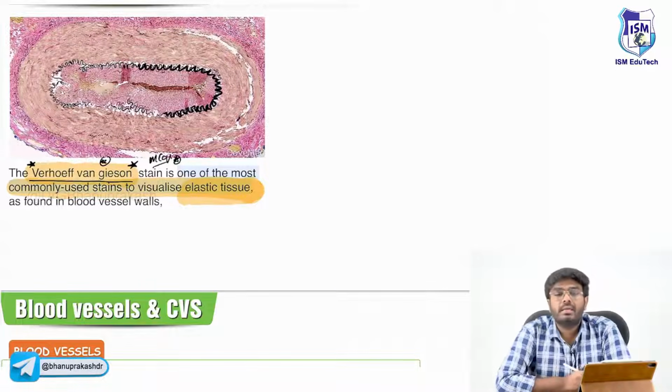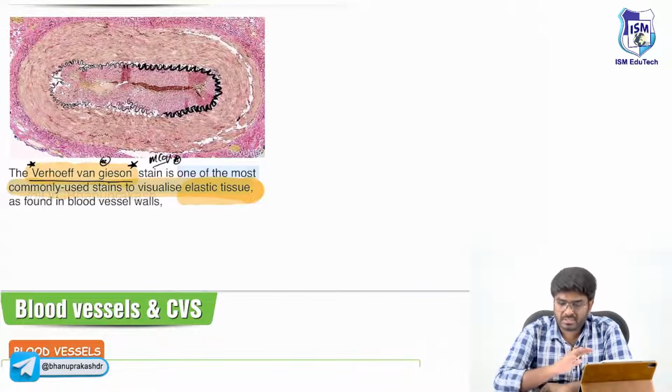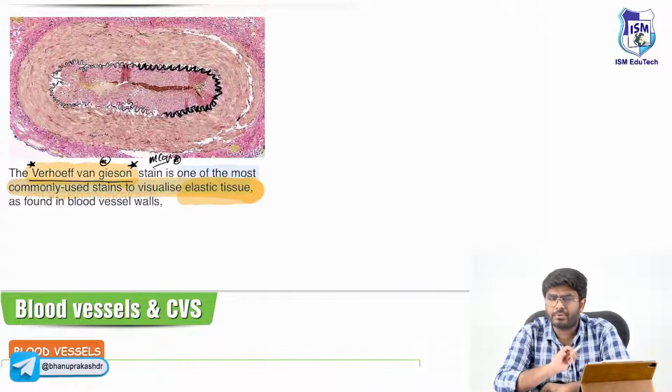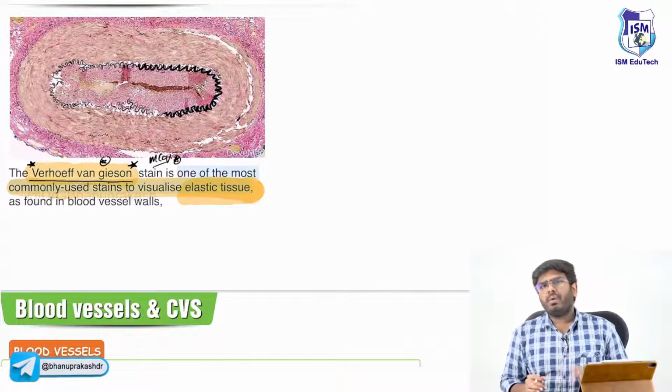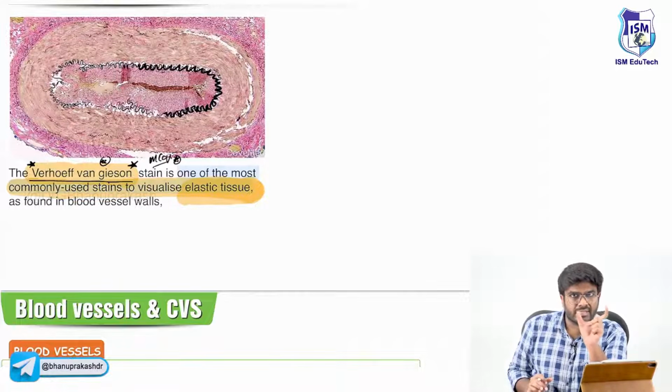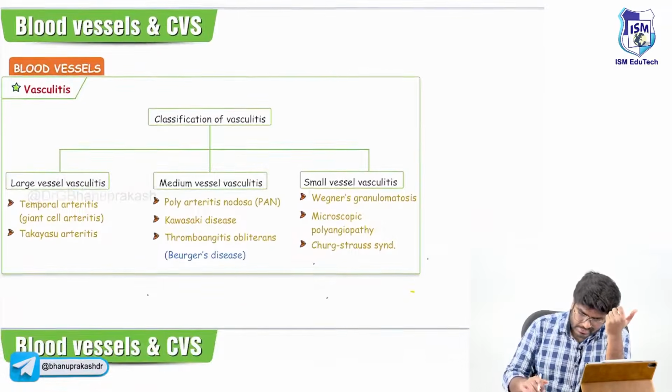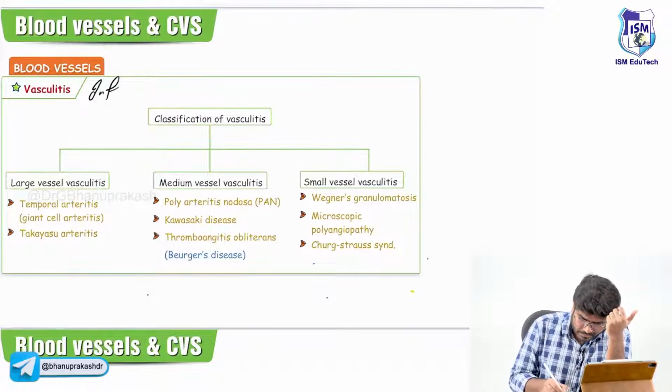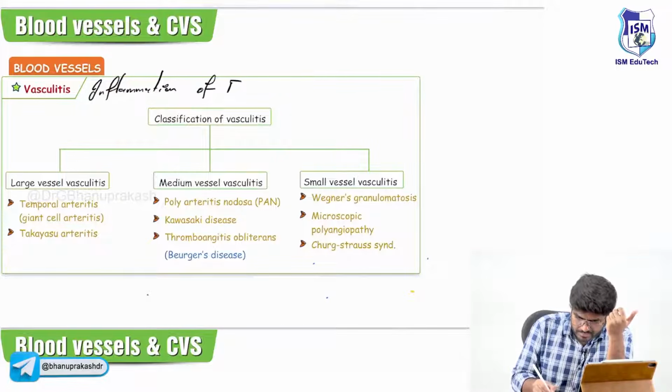Now after this, let's begin with the vascular pathology. I have explained the normal histology of blood vessels. So the first vascular pathology that I am going to discuss is vasculitis. What exactly is vasculitis? Vas means vessels, itis means inflammation. So vasculitis is the inflammation of the blood vessels.